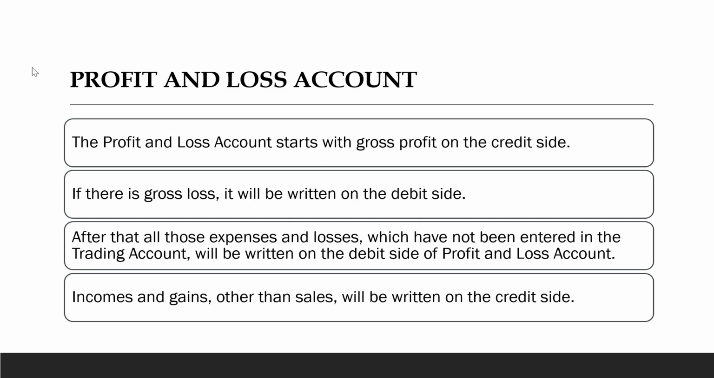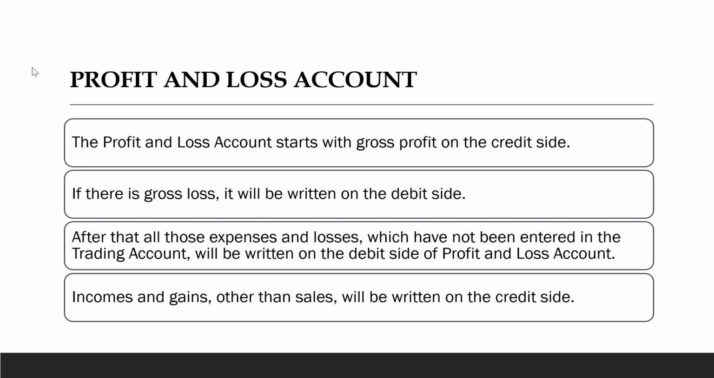So it's an expense. Income and gains other than sales will be written on the credit side. After you have made your gross profit, that is the profit you have made on your sales, apart from that you may have some other income. For example, commission received. Another example: you have some extra space in your office and you've rented it out to someone, so you're receiving some rent. That will be your other income.